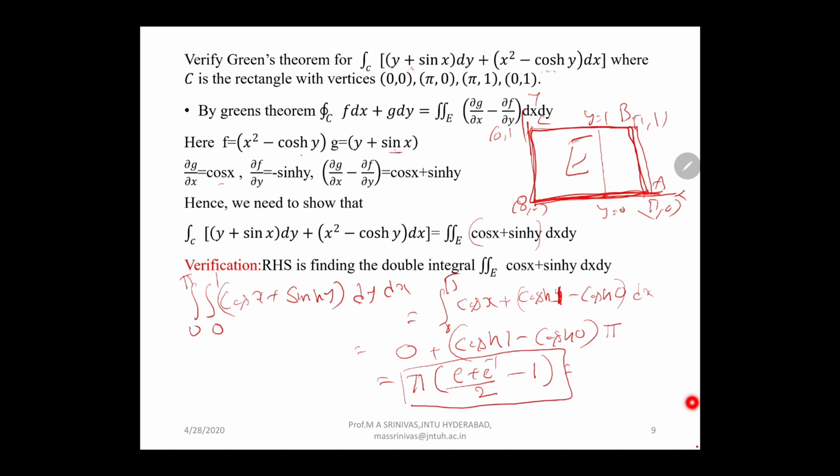I need to find out the left side also, the line integral over C. What is this line integral? C is my closed curve. This is the union of four line segments OA, AB, BC and CO. Let us find out the line integral one by one. So remember, this is x square minus cos hy dx, and so on.